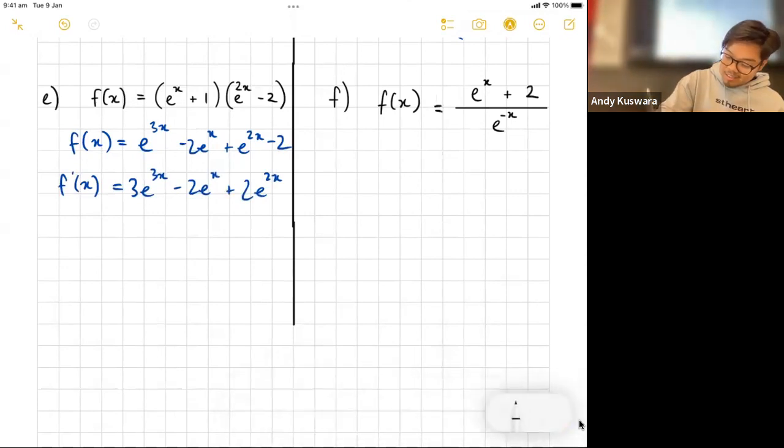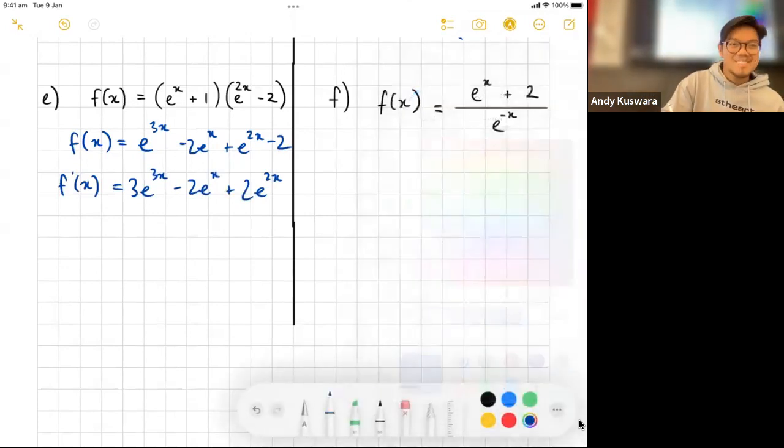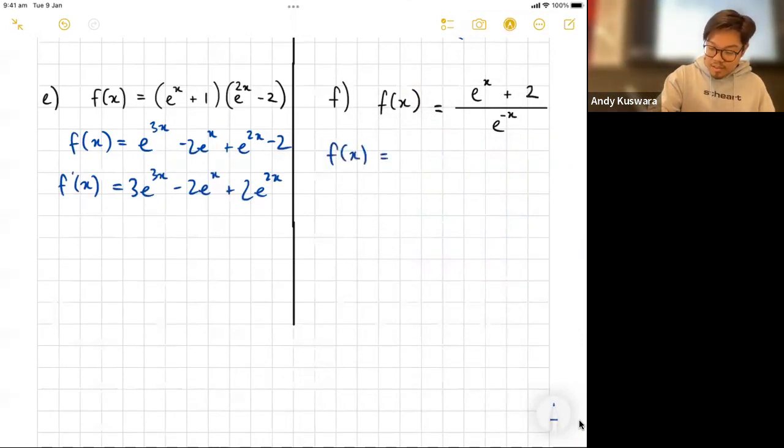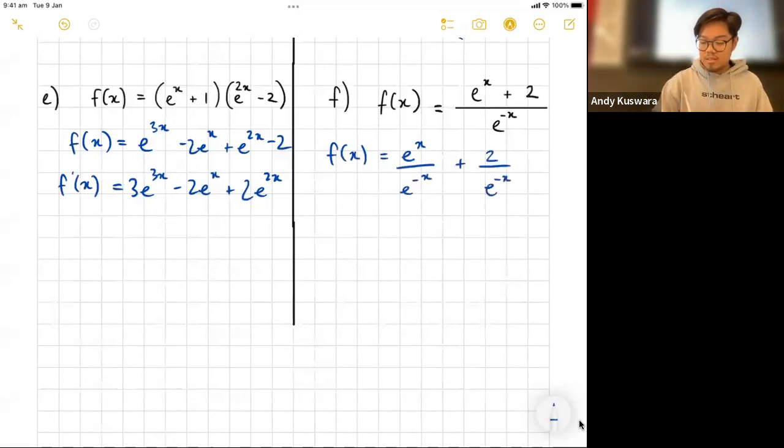And last one here, everyone's holding on tight. You guys are so quiet, great audience. For this one here, if you ever see a fraction like this, of course we could go for quotient rule, but sometimes it's easier to break it up into two separate fractions. Okay, so I could write this as e to the 3x on e to the negative x plus 2 over e to the negative x.